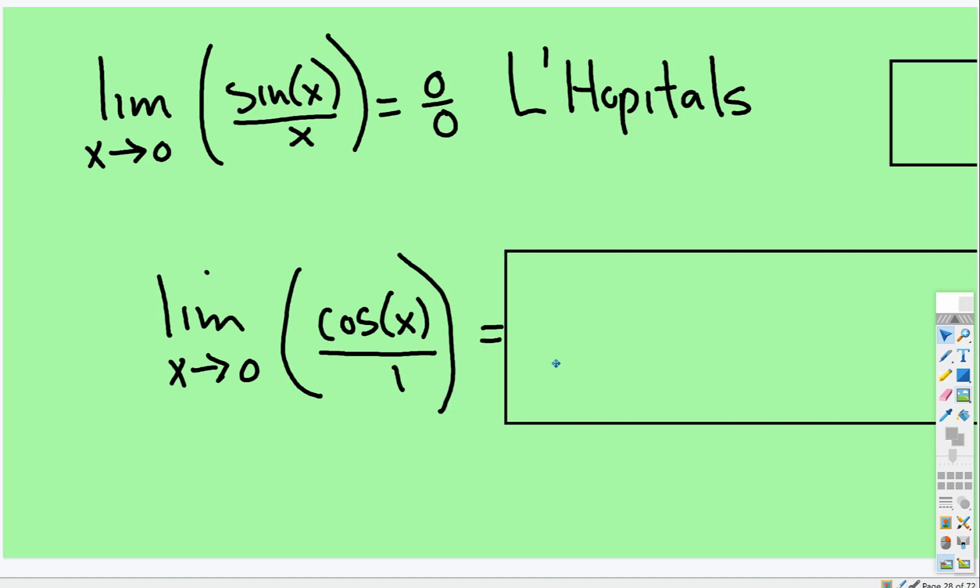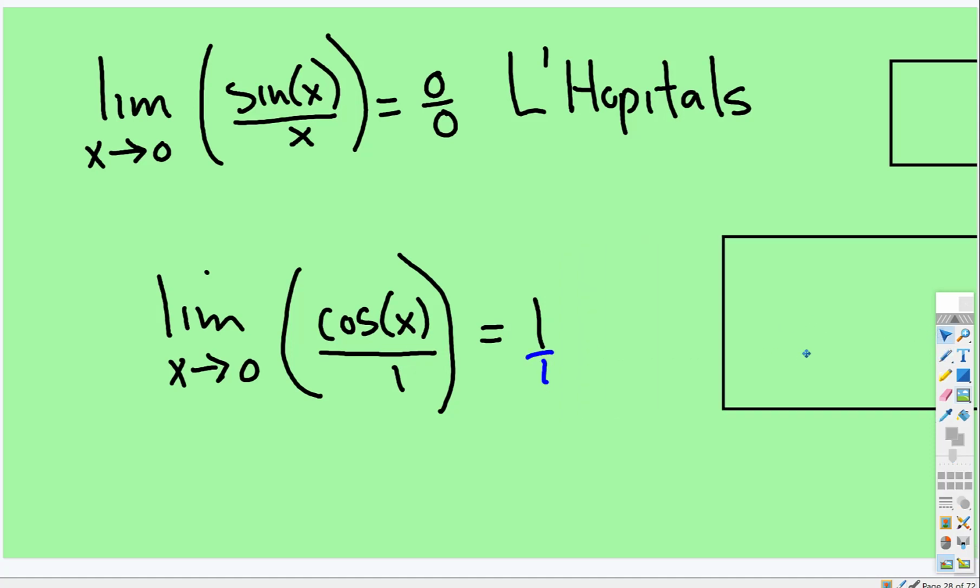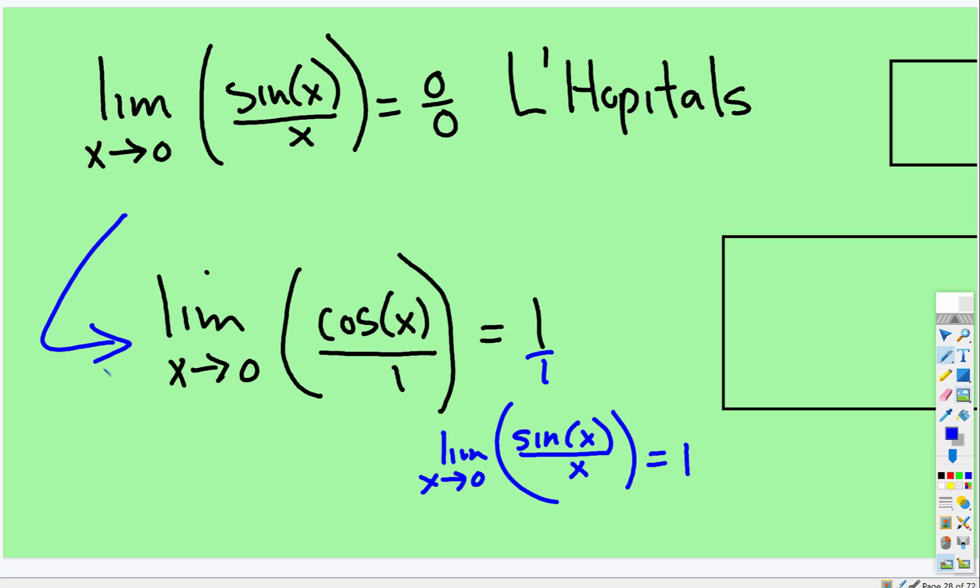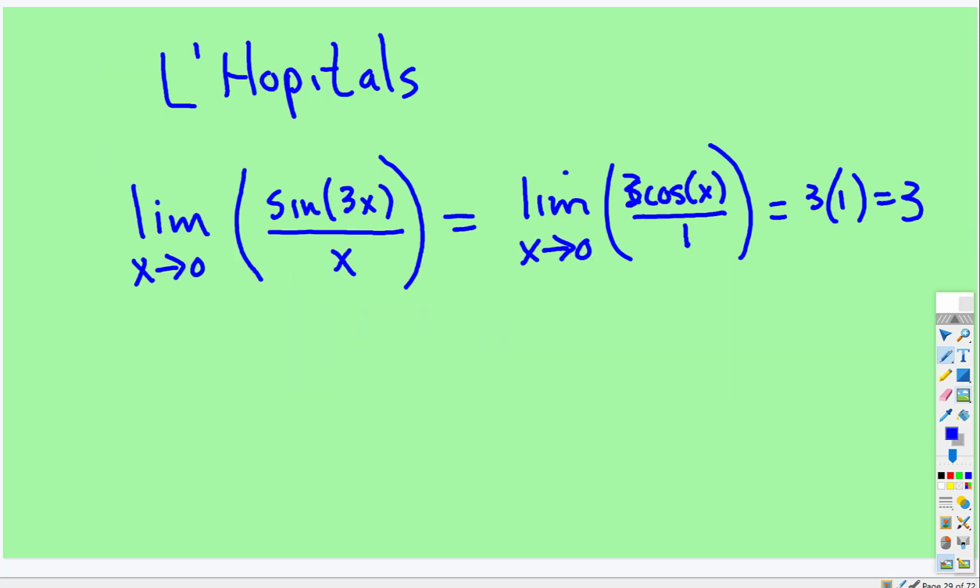Well, cosine of 0 is 1, and 1 divided by 1 is 1. So that confirms the limit as x approaches 0 of sine of x over x is equal to 1. We just confirmed that with L'Hopital's rule.